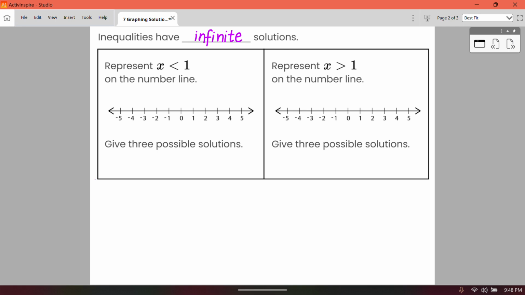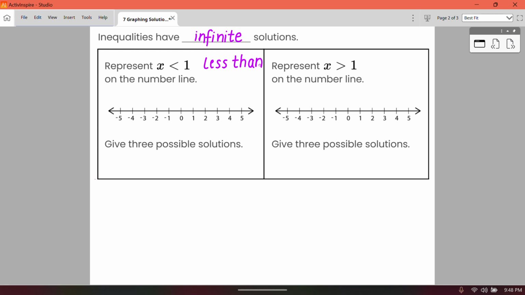So if I look at this first one, let's look at it. It says represent x is less than 1 on the number line. And I'm going to write less than so that I remember what that is. We've talked about that in previous videos, but I'm just going to write it down.